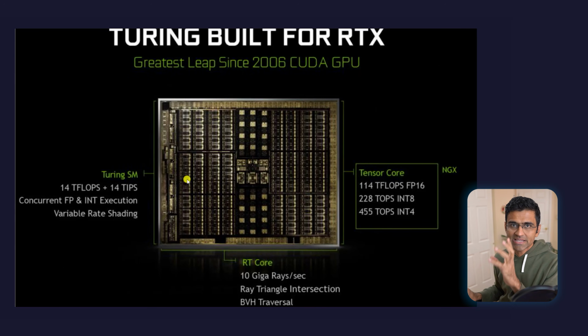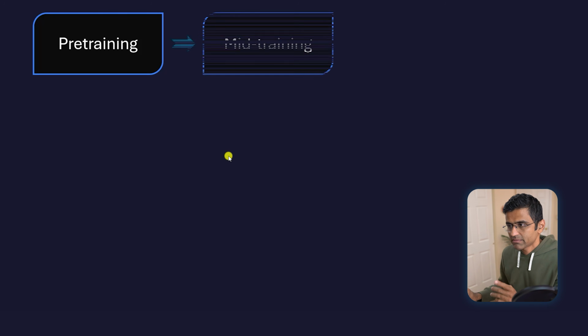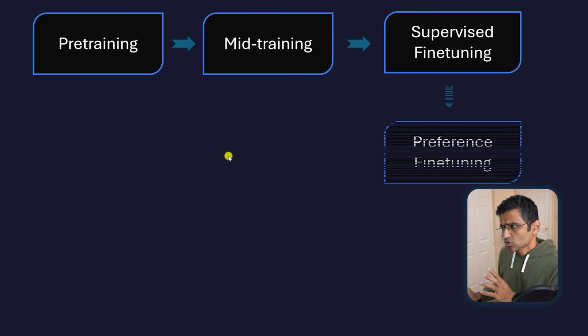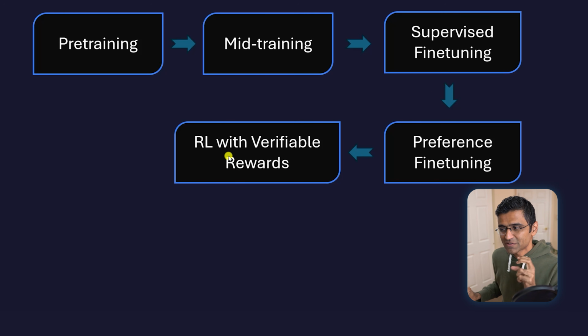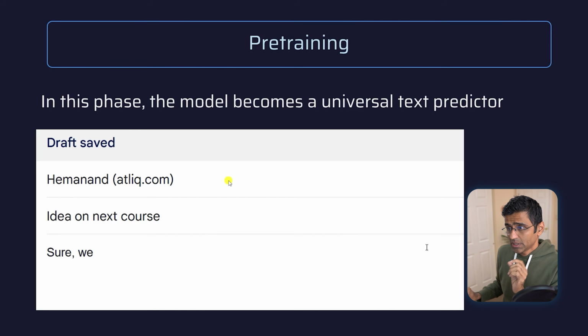Model training also has some sub-steps like pre-training, mid-training, supervised fine-tuning, preference fine-tuning, RL with verifiable rewards, etc. So let's go over these sub-steps in brief. During pre-training, you train your model so that it can predict the next token. Now, what does it mean by predicting the next token?